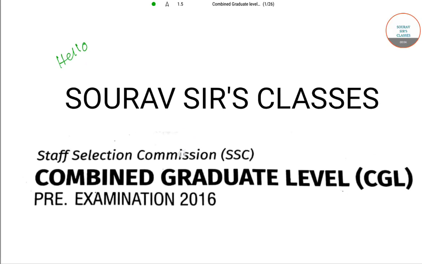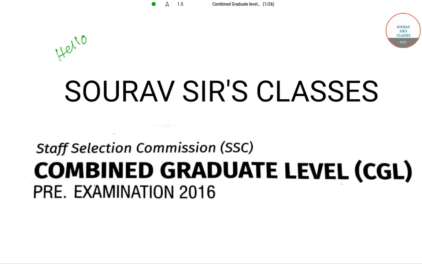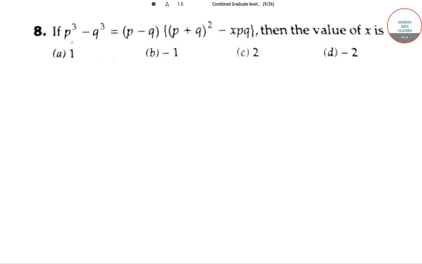So today we will be solving the questions of SSC Combined Graduate Level Pre-Examination 2016. So let's get started. Here we have an equation: p cube minus q cube is equal to (p minus q) whole into ((p plus q) whole square minus xpq), and we have to find the value of x. So now let's write it.